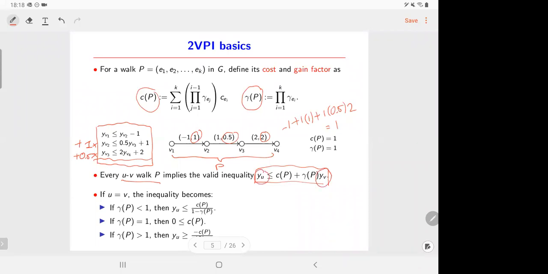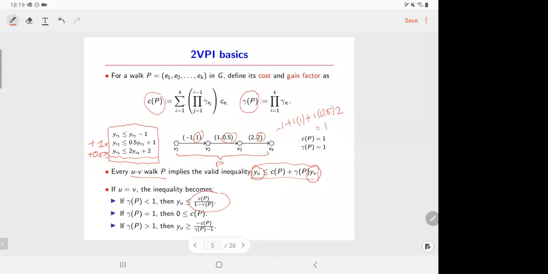Okay, so we will be in particular interested in this bound when u is equal to v. So instead of a walk, now we have a closed walk. And in this case, we can deduce information about the variables. In particular, if the gain factor of the walk is less than 1, then by rearranging the implied inequality, we get an upper bound on y_u. Similarly, if the gain factor of the walk is greater than 1, then we get a lower bound on the variable.